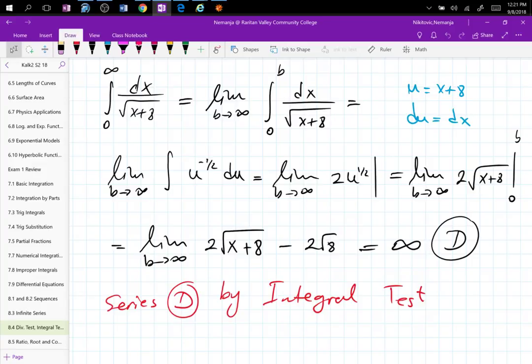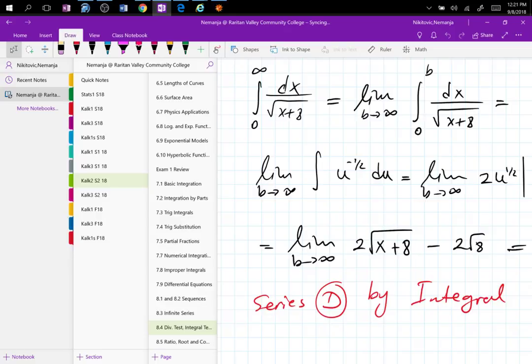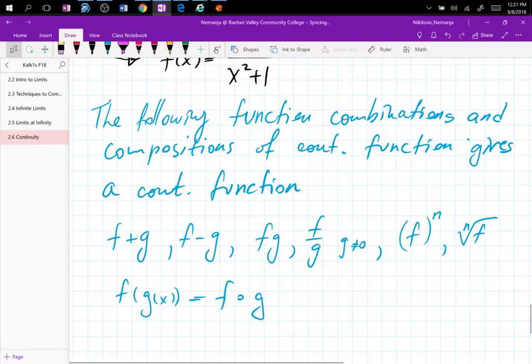Which is why I say, passing Calc 1 with a C and going into Calc 2, can you do these proofs? Because they are just a part of the problem of your Calc 2.